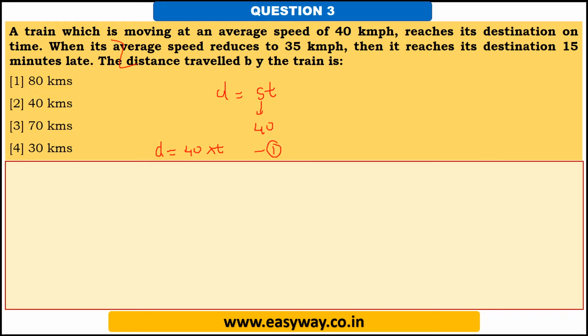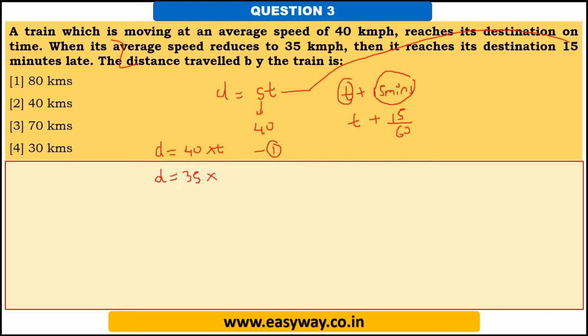Next it is said that if the average speed reduces to 35 km per hour, then it reaches its destination 15 minutes late. So that means it is covering the same distance d, but now the speed is 35. Initially it reached the destination on time, but now it is reaching 15 minutes late. So time will now be t plus 15 minutes. This t we are considering in hours, and this 15 is in minutes, so we'll convert it into hours. That will be t plus 15 by 60.